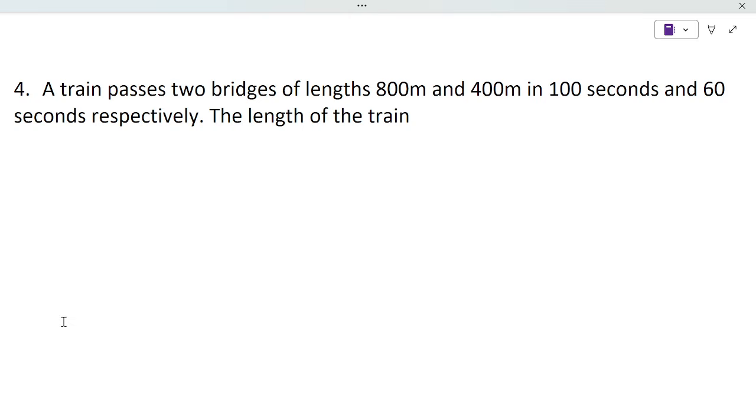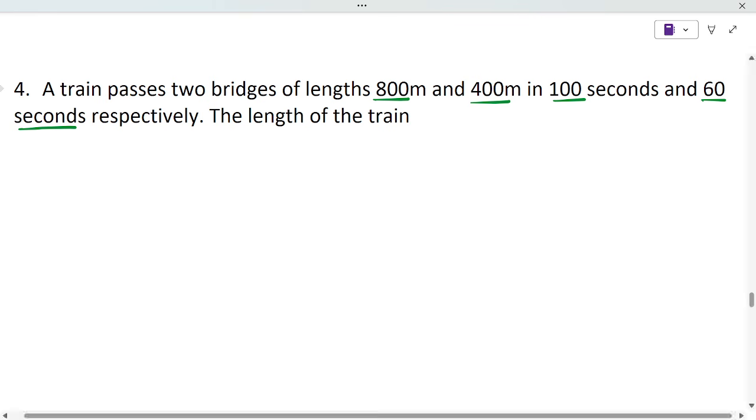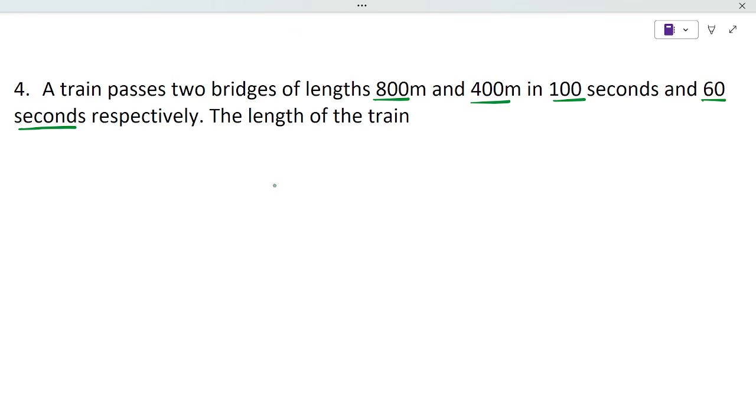A train passes two bridges of length 800 and 400 meters. That means the same train is crossing two bridges, in 100 seconds and 60 seconds respectively. So for the 800 meter bridge, crossing takes 100 seconds, and for the 400 meter bridge, crossing takes 60 seconds. Find the length of the train. So how do we do this one? The train passes two bridges.